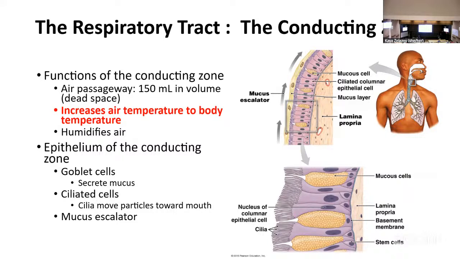So this is their role. You can see them here, those goblet cells producing mucus in this little yellow zone. And here you can see the ciliated cells with their hair-like cilia facing where the air would be traveling. This would be the lumen, the open part of, let's say, your trachea.